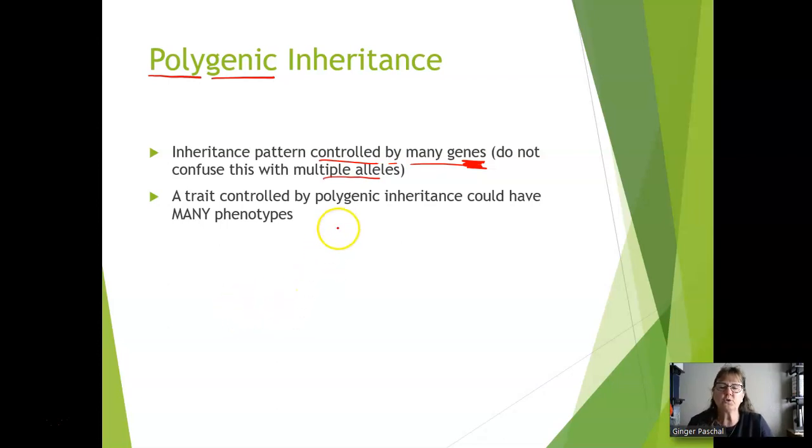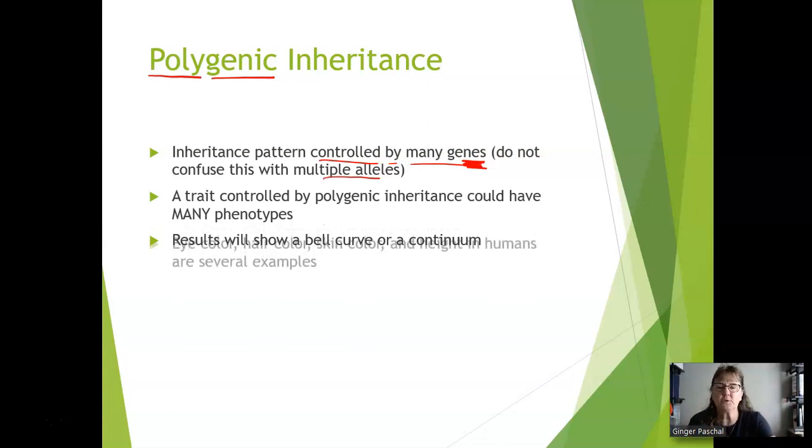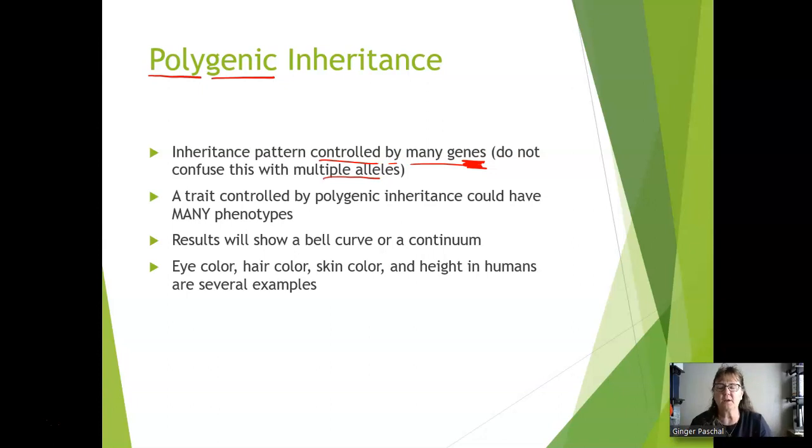So a trait controlled by a polygenic inheritance could have many phenotypes. Generally, we see these phenotypes resulting in a bell-shaped curve or a continuum, a range. So typically when we talk about these, we're talking about, in humans, eye color, hair color, skin color, height. So if we took everybody in our class and arranged everybody according to height, we couldn't have the tall people over here, the short people over here. We'd have a continuum from the shortest person in the class to the tallest person in the class. And the same thing with the other examples as well.